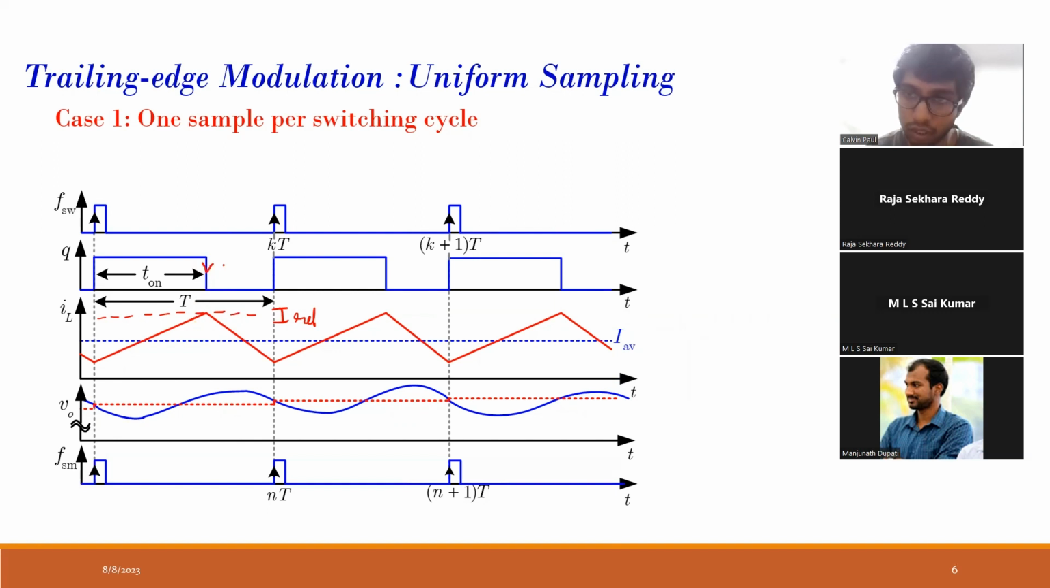Because the Q is falling, that is why it is known as trailing edge. Trailing edge or falling edge, trailing edge modulation. It is linked to that.